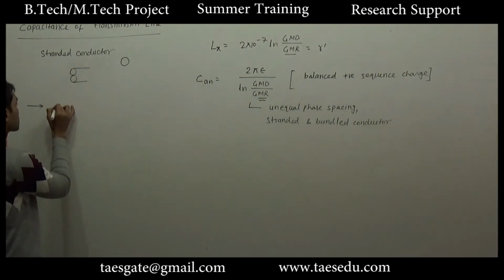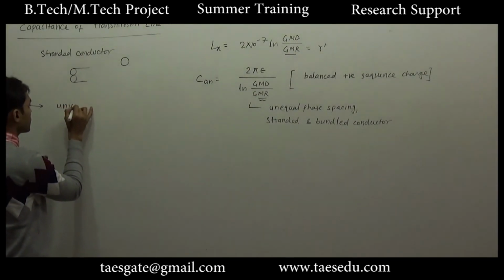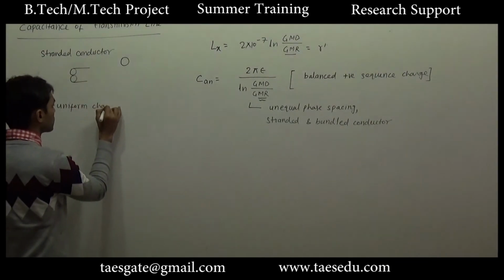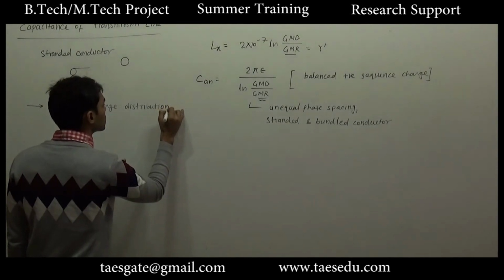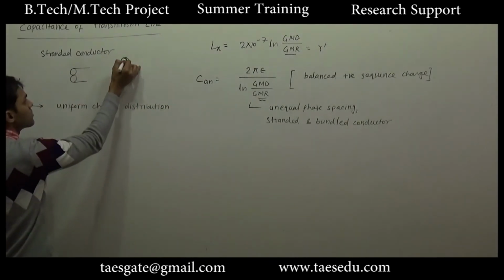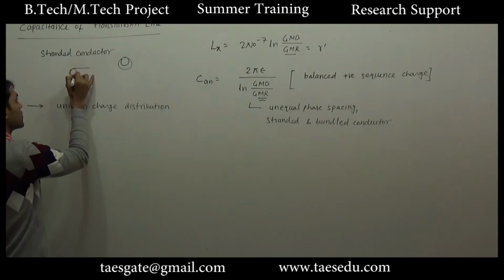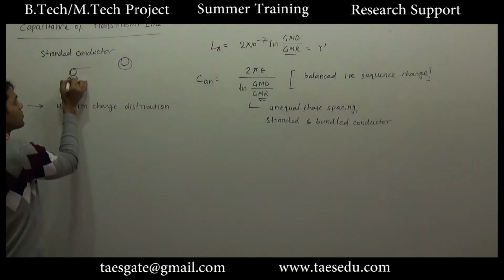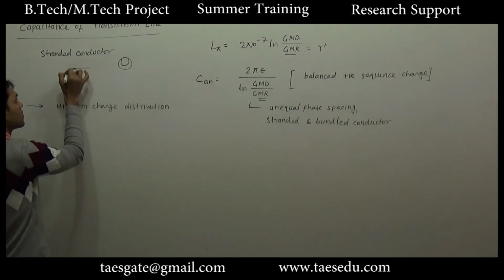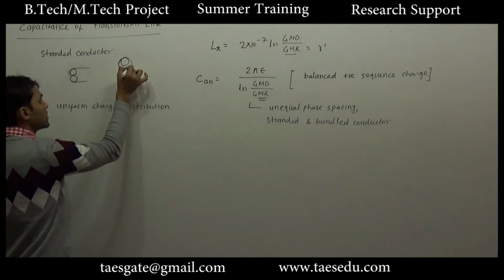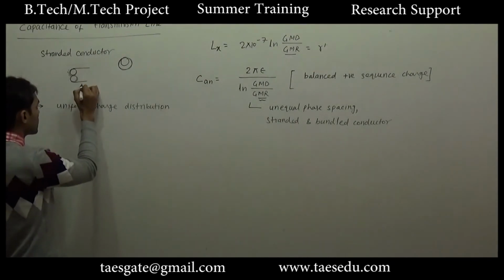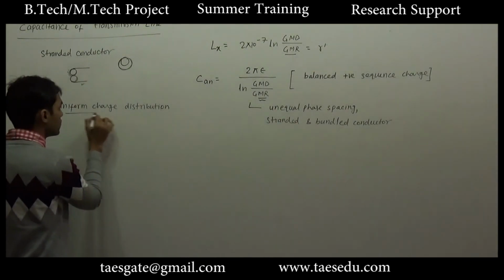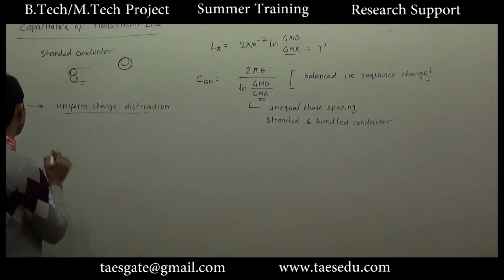We will have to take the approximation of uniform charge distribution. If we have, instead of one single conductor, a strand of conductors, the charge distributions are not uniform. They are not exactly uniform as in the case of a single conductor, but for the calculation of capacitance of a stranded conductor, we assume that we have a uniform charge distribution.